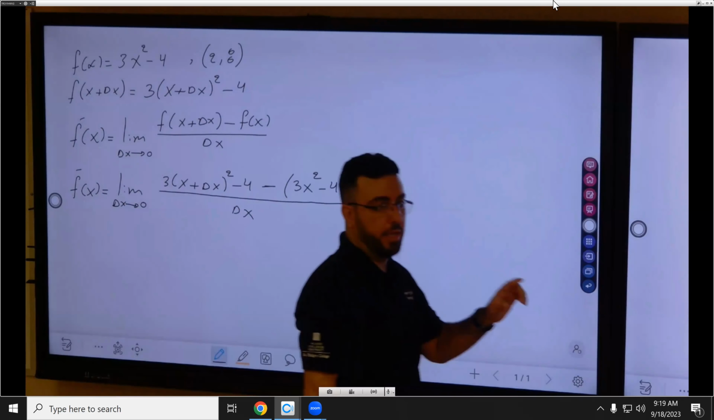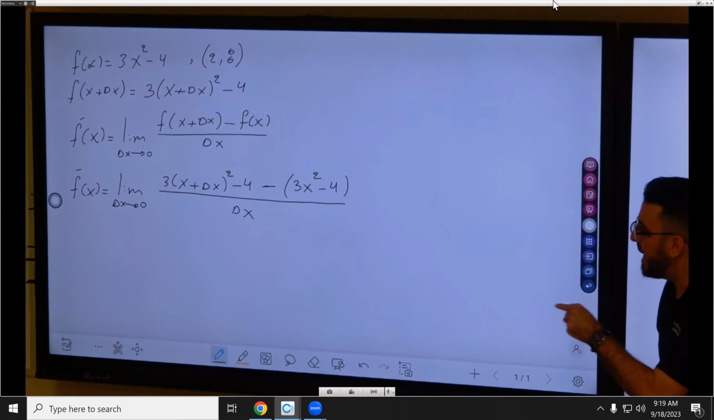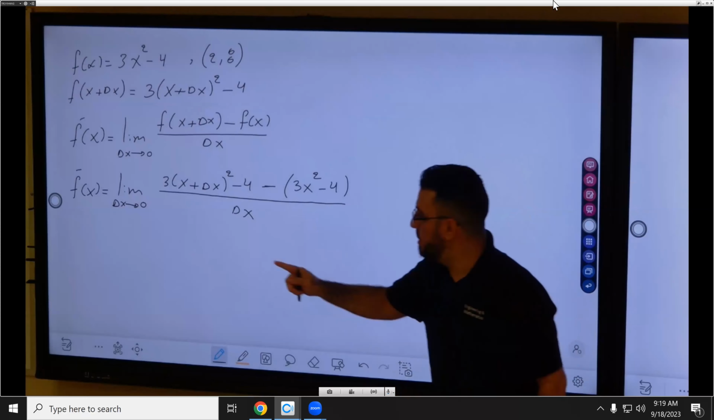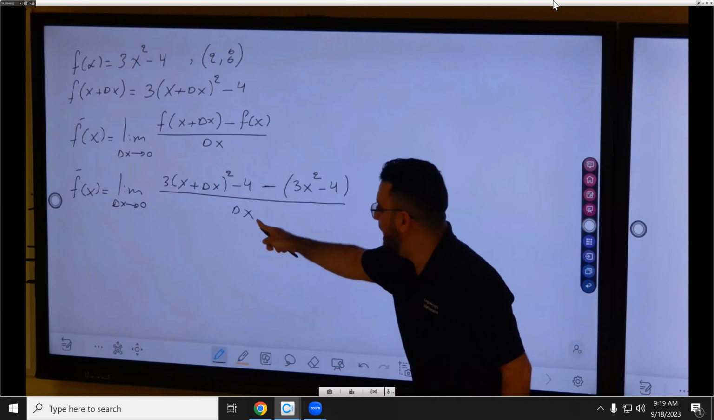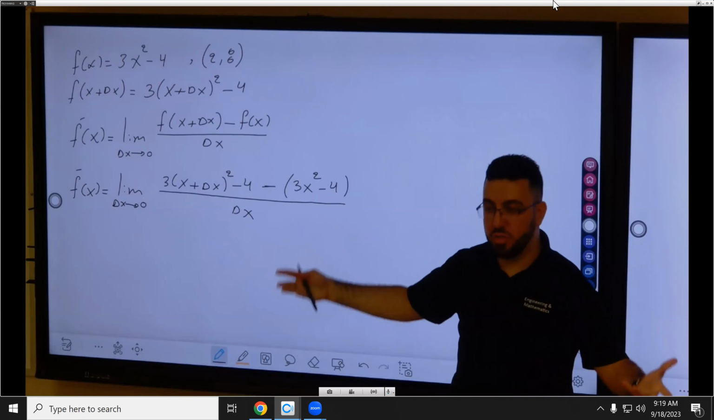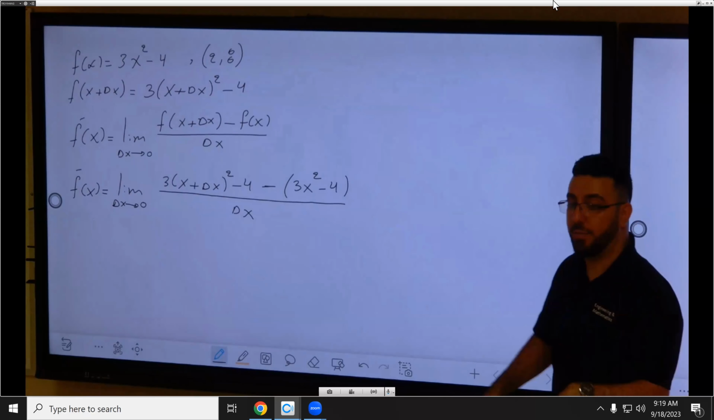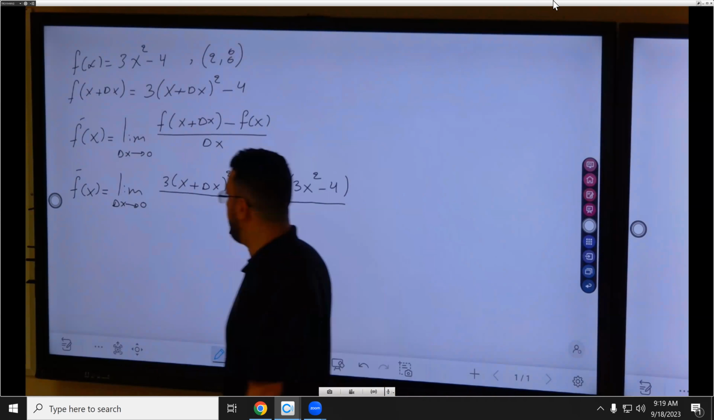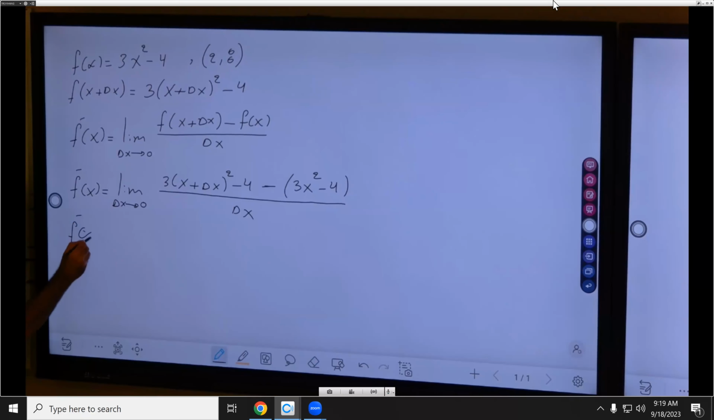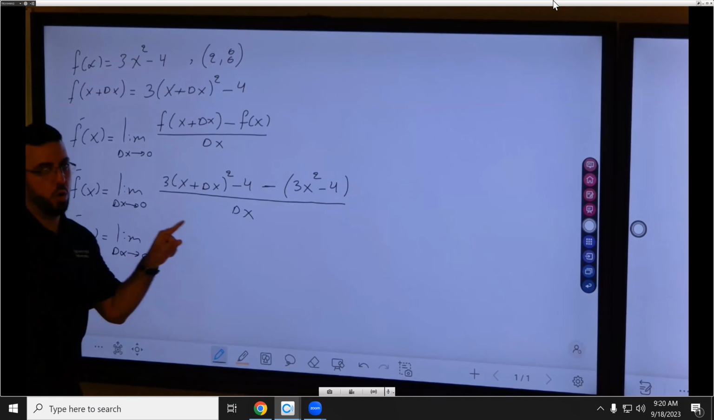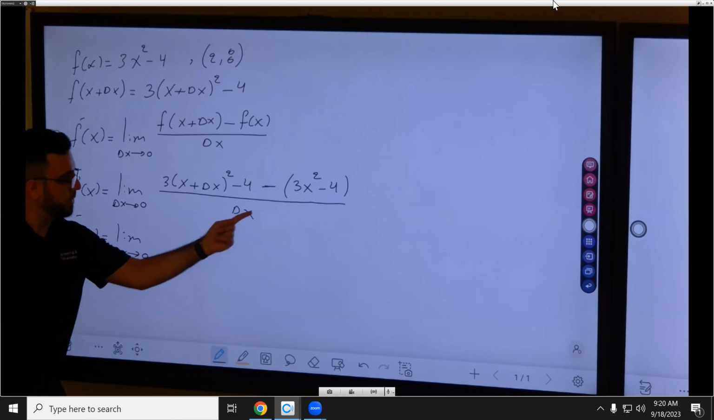Now here's the thing. If you take the limit now, that means you plug in delta x equals 0, and the result is going to be undefined. So when the result is undefined, you have to simplify. So let's check, can we simplify here? That means f prime of x equals the limit as delta x approaches 0. Our goal, always, before we start plugging in, is to cancel the delta x.